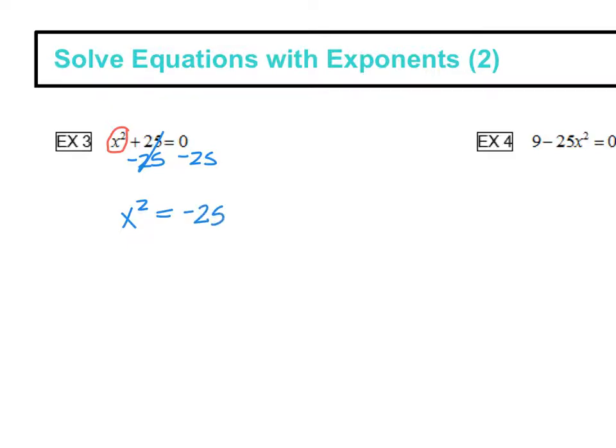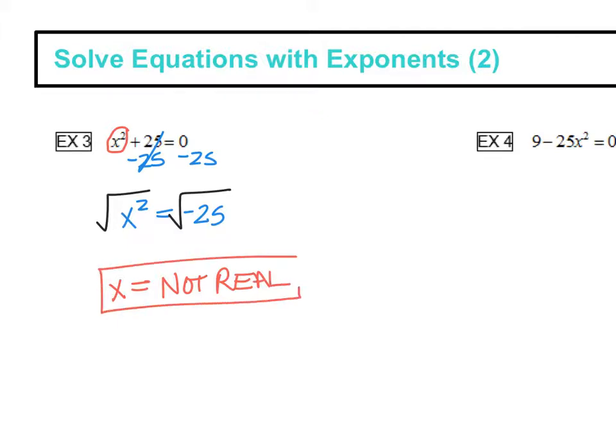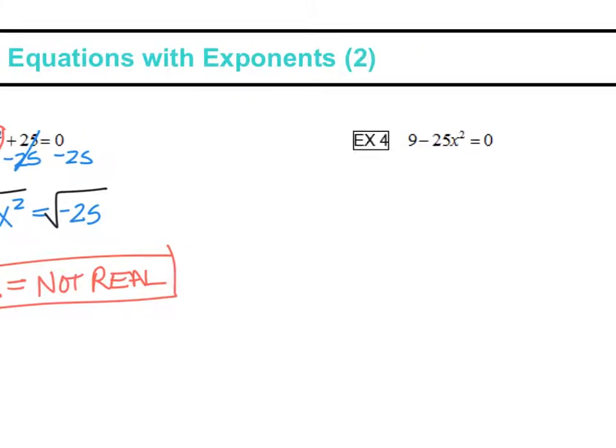To undo the square, we square root both sides. And now we're going to run into an issue where we're taking the square root of a negative number. So if you remember, we said in the intro video that we can't take even roots of negative numbers. So what do we write? X is not real. Alright, let's move on to the next one.